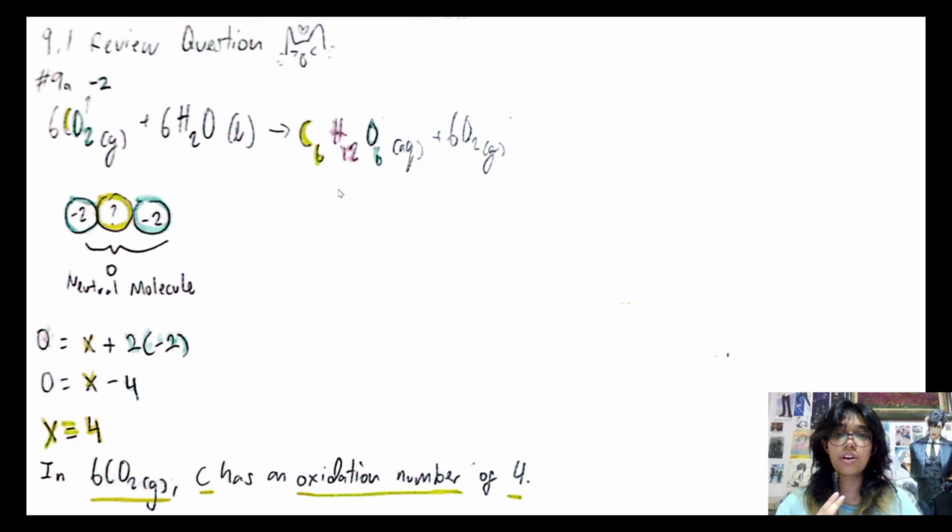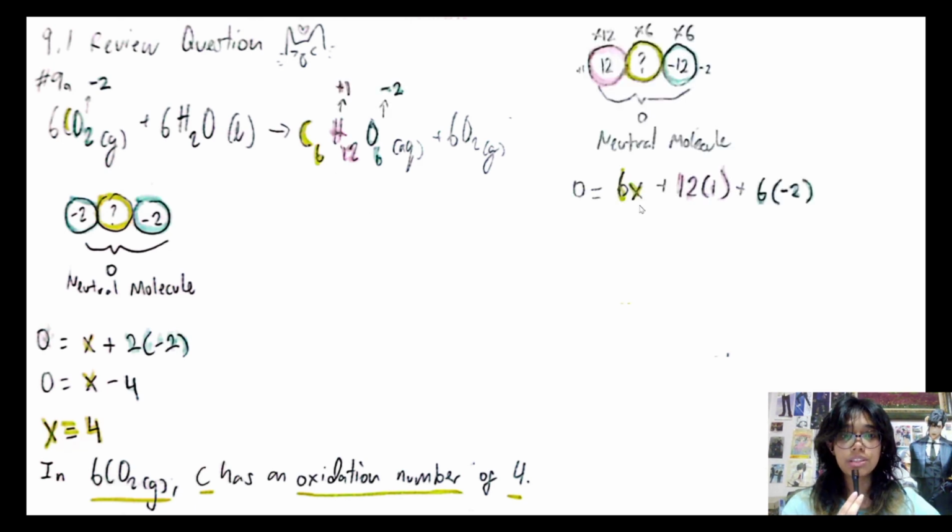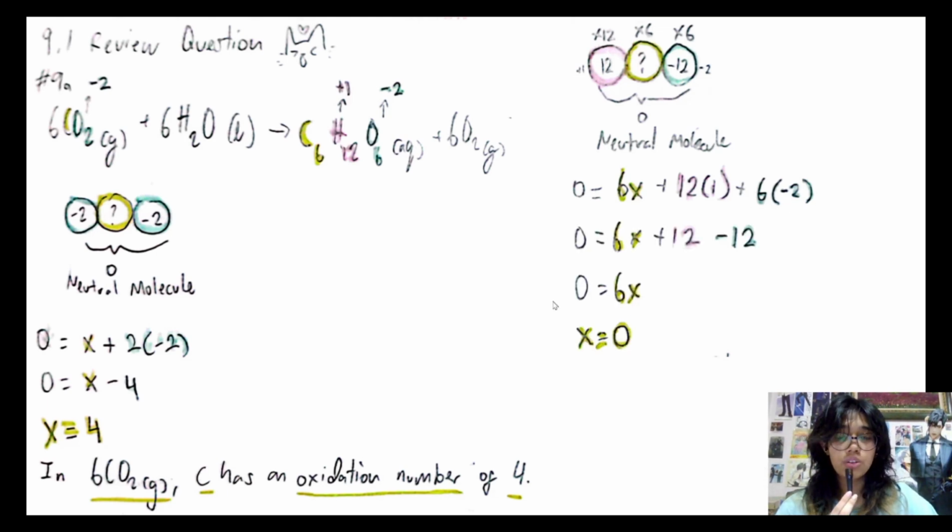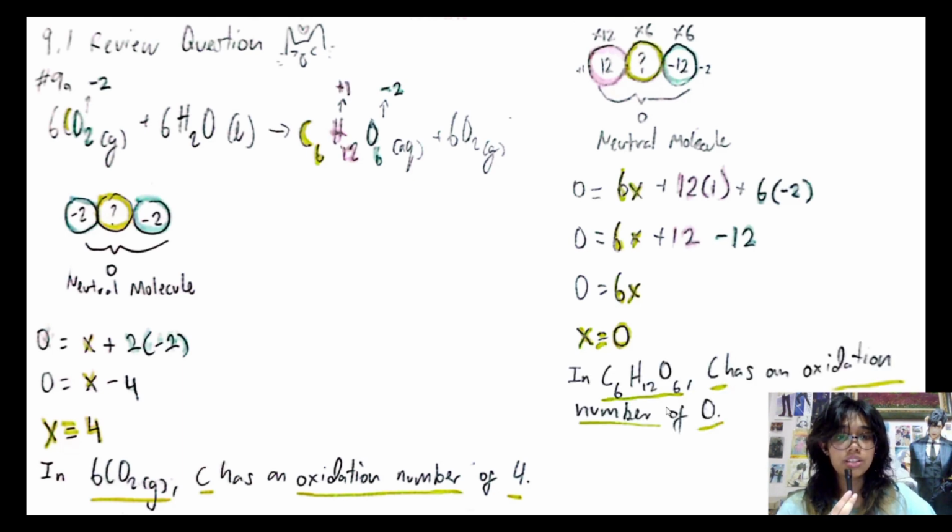So now we can do the same thing for our glucose. So in glucose over here, X again being carbon, times 6 because we have 6 carbons. Over here we have 12 multiplied by 1 because we have 12 hydrogens, and each hydrogen has an oxidation number of +1. And we add that with 6 multiplied by -2 because we have 6 oxygens, and each oxygen has an oxidation number of -2. We can rearrange it. So after we divide both sides by 6, we will get X equals 0. So this means that in glucose, carbon has an oxidation number of 0.